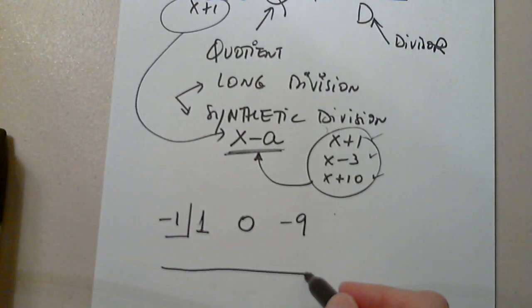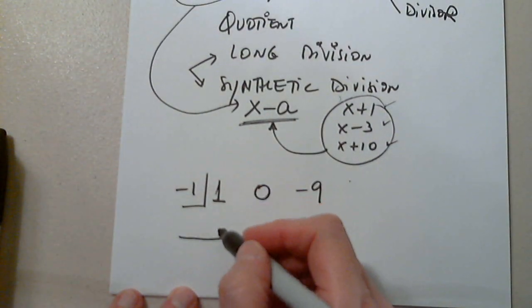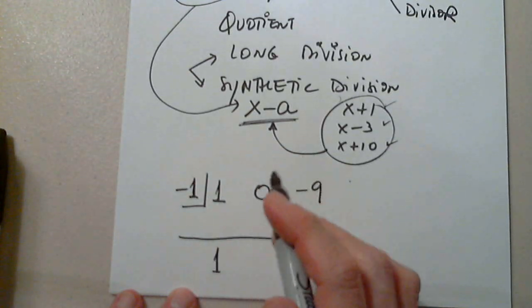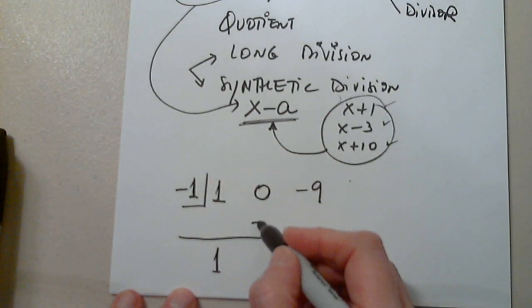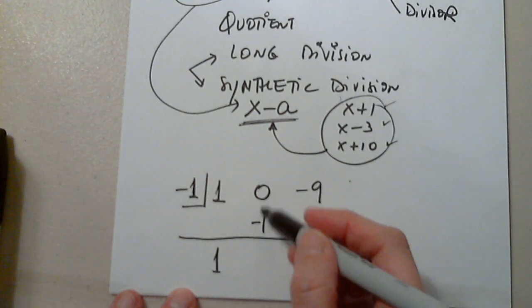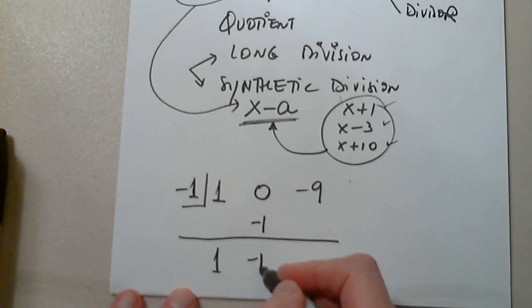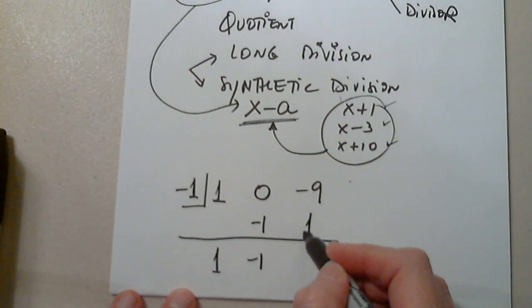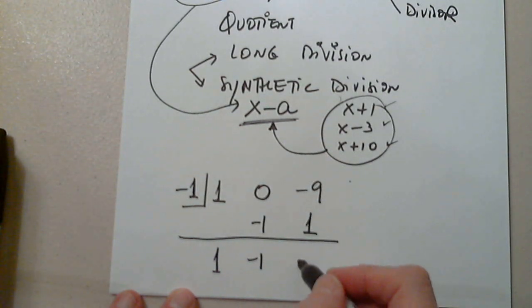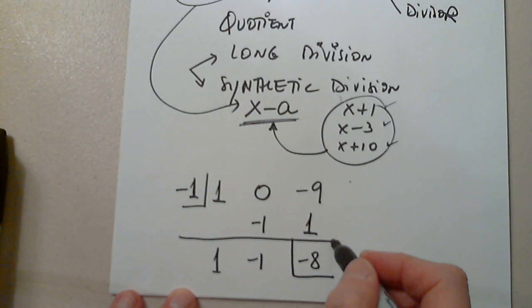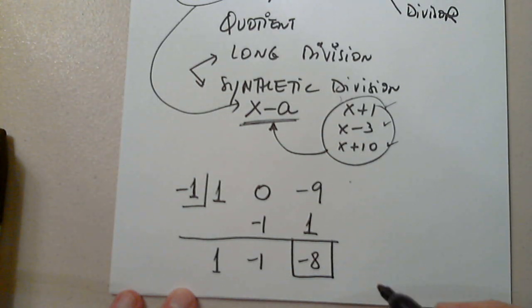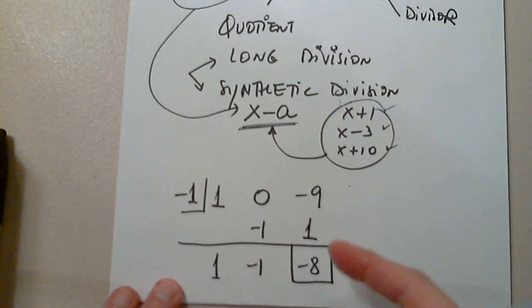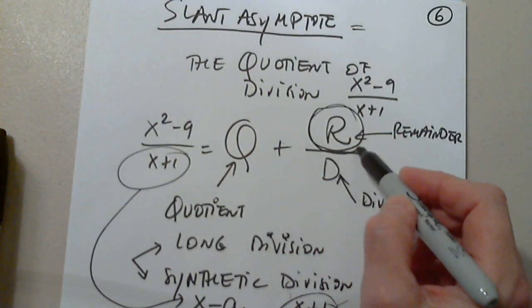We draw a horizontal line. We always copy the first coefficient, whatever it is. -1 times 1, we write above the line. We perform the operation 0 minus 1, -1. We continue, -1 times -1 is 1. We write it above the line. -9 plus 1 is -8. We always box in the last number. The last number is the remainder. This is -8.